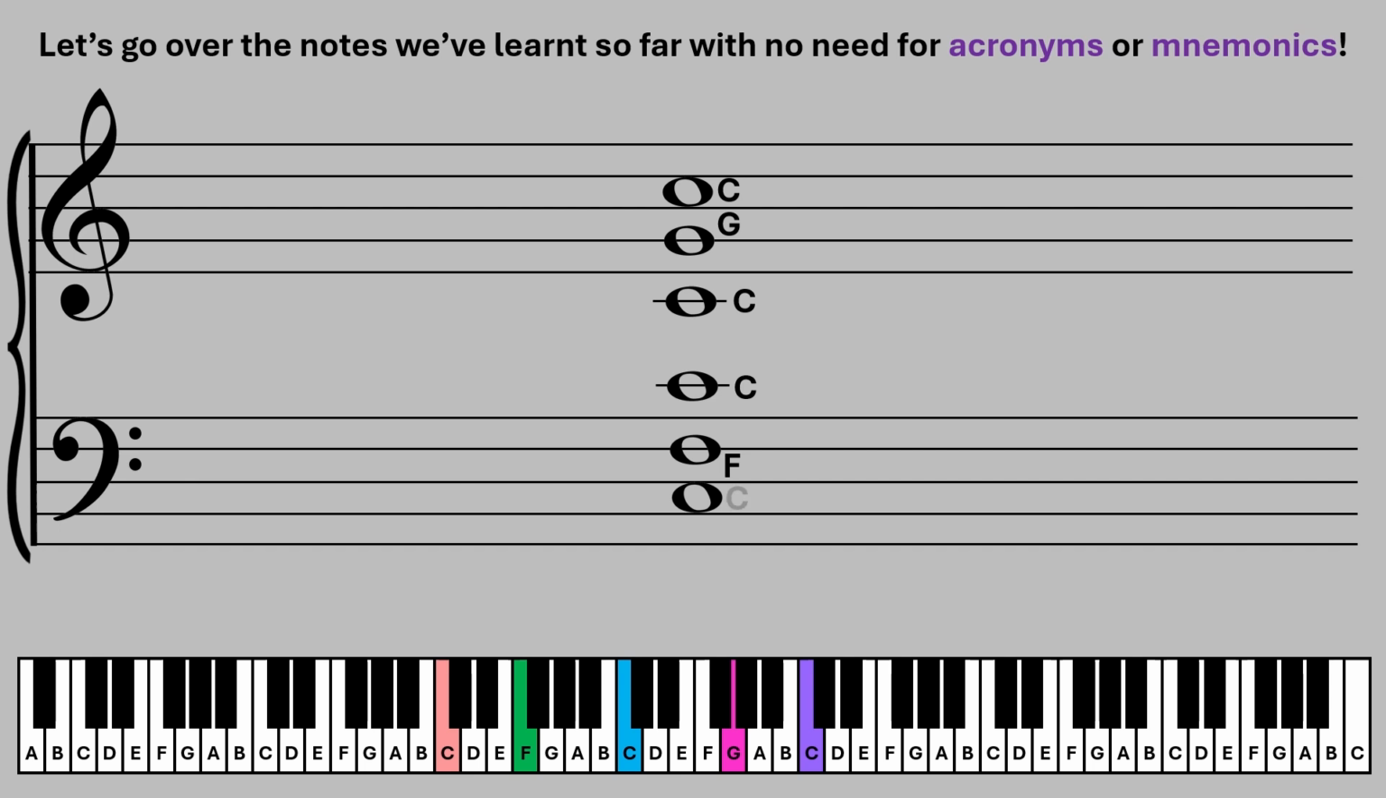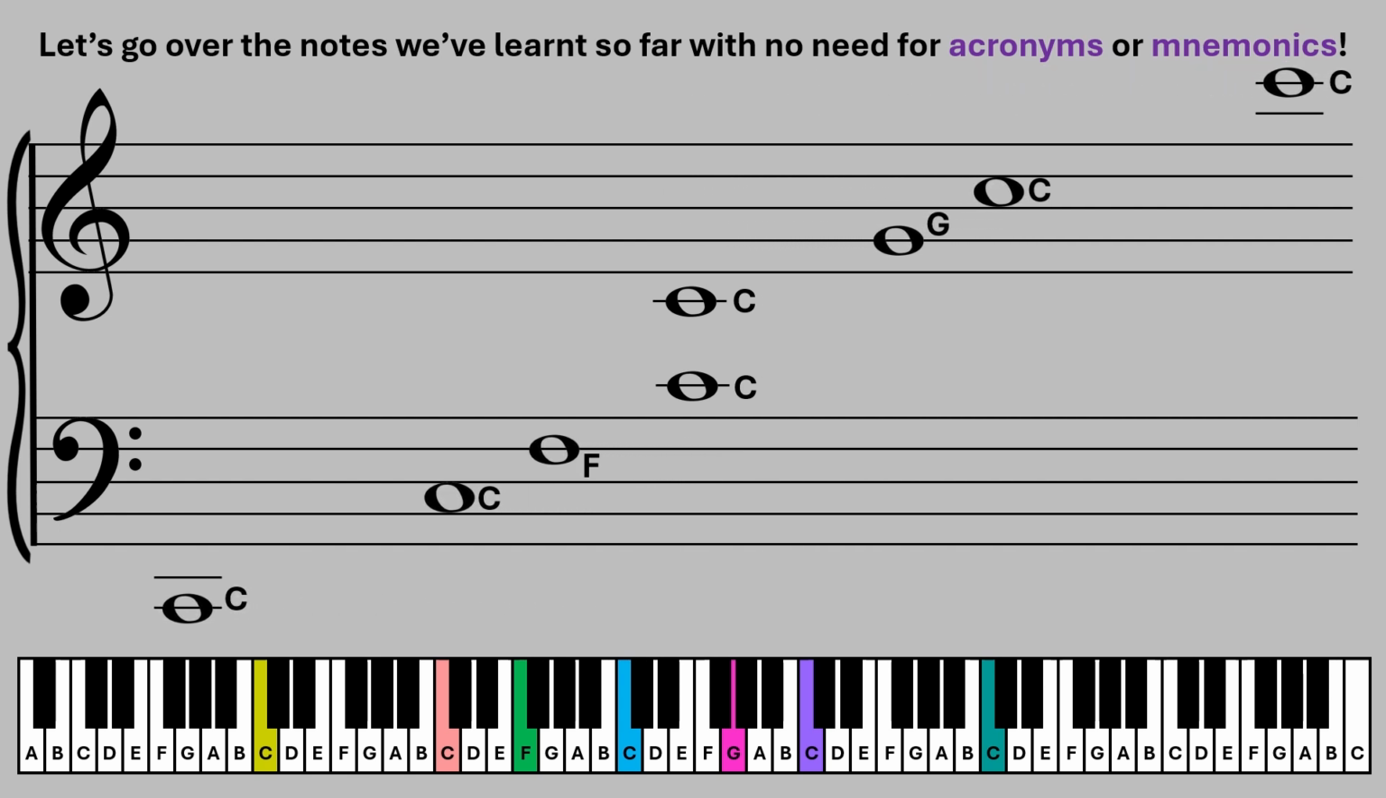We've learnt that C on the 3rd space up in the treble clef and C on the 3rd space down in the bass clef are symmetrical to each other. And we've learnt that high C positioned above the treble clef stave and low C positioned below the bass clef stave are also symmetrical to each other. We now know all of these notes without a mnemonic or acronym in sight.